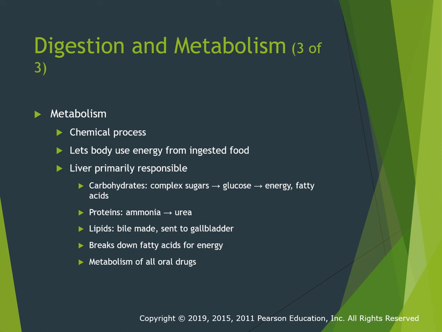The liver's primarily responsible for breaking down your carbs, such as sugars, glucose, and it goes from glucose to energy to fatty acids. It's also for your proteins and ammonia and urea. So as you have liver damage, your ammonia levels will go up, and that's not good. It makes you confused, and you really have a change in cognitive status. Lipids help with the bile, and so the gallbladder helps send this bile to help break down the food as well. And then metabolism of all drugs, all oral drugs, happens in the liver. So we need to have a healthy liver.